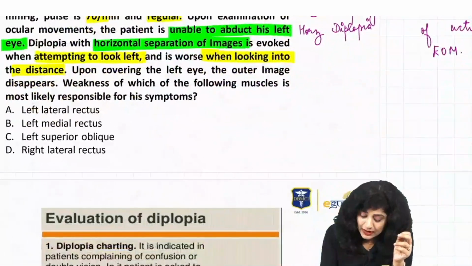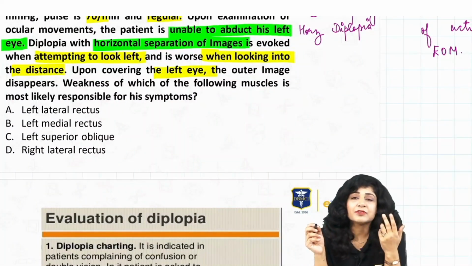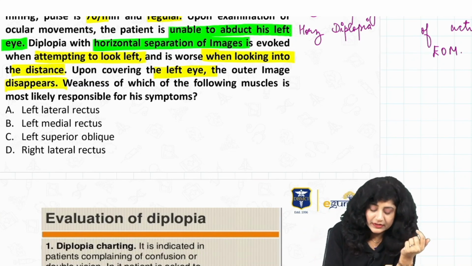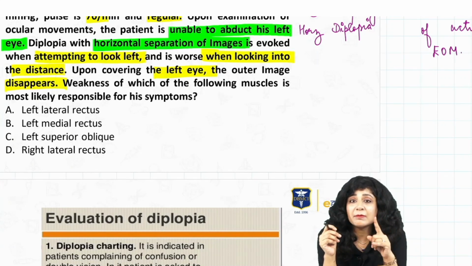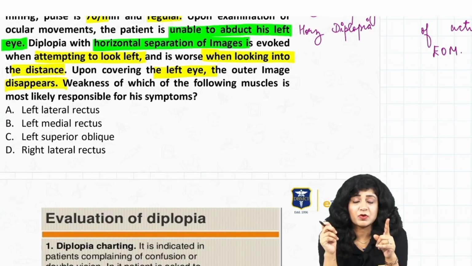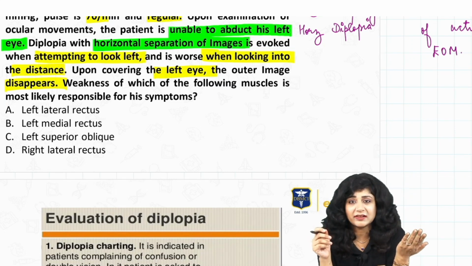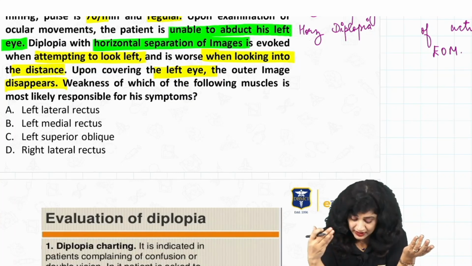Now another thing is when they are covering the left eye. So that is actually covering the paralyzed side. When they are covering the paralyzed eye, the outer image is disappearing also. That means there was a false image which was coming due to the paralysis on the left hand side, and when the patient is covering it, we do not have that image. So again it confirms that there is a paralysis of the left eye.